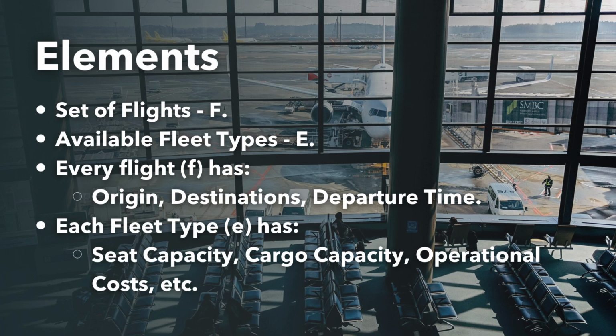In the FAP, an airline operates a set of flights between various stations using different types of aircraft fleets. Each flight has a defined origin, destination, and scheduled departure time. The airline can assign these flights to any fleet type, where each fleet is defined by its seating capacity, cargo capacity, operational costs, and other attributes like range and noise levels.